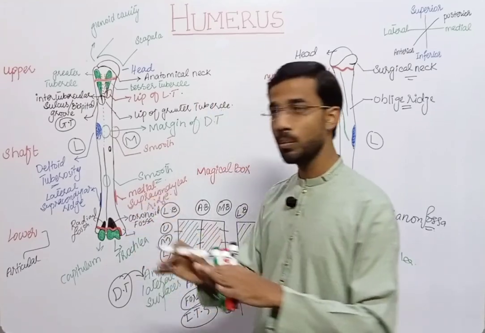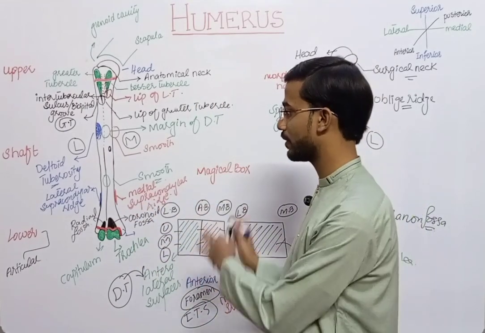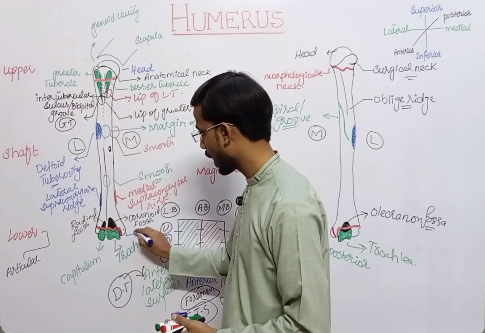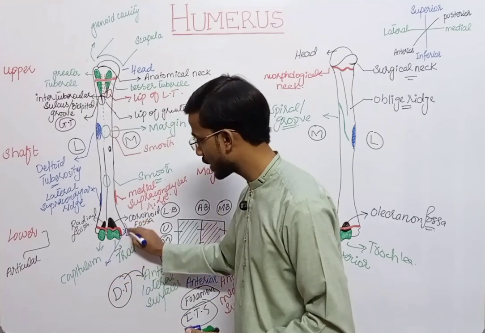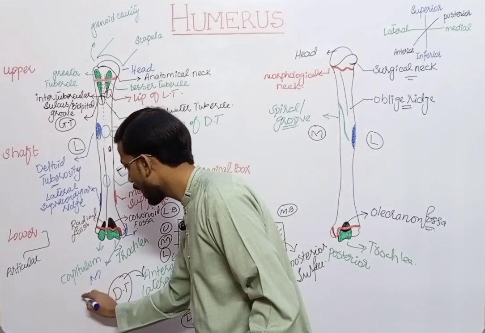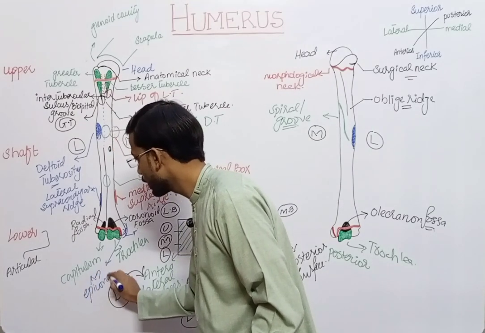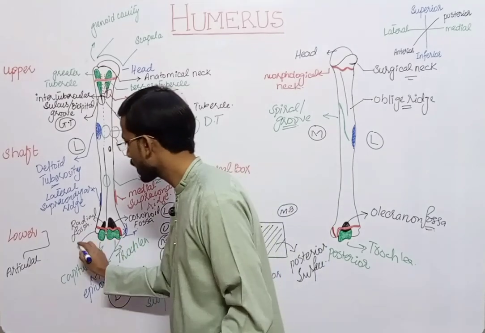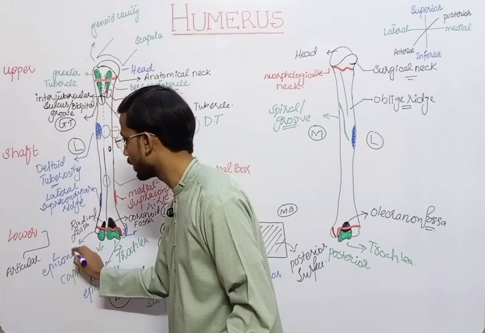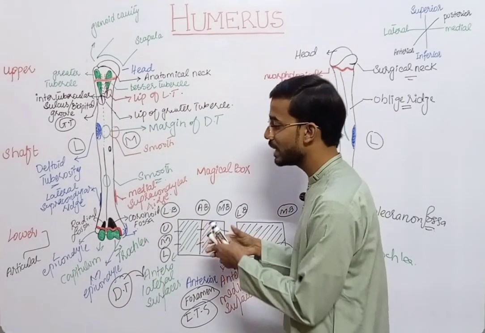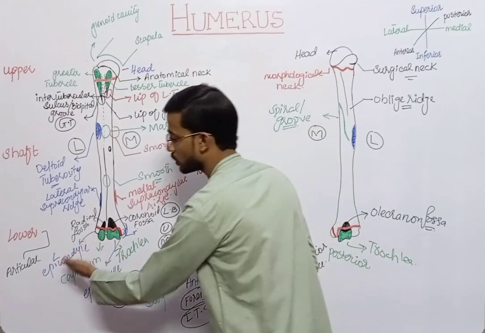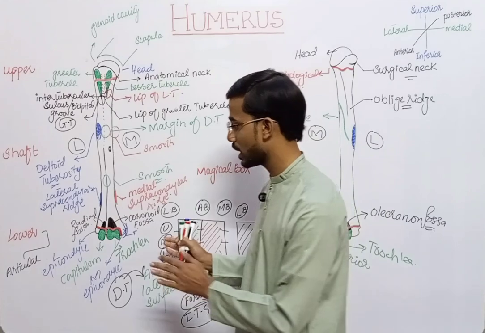And last is the epicondyle. There are two projections of the bone at the lateral and medial side. At the medial side, here you can see, there is a projection of the bone which is called the medial epicondyle, and at the lateral side there is a lateral epicondyle. Keep in mind, the medial epicondyle is relatively lower as compared to the lateral epicondyle. So these are the two epicondyles.